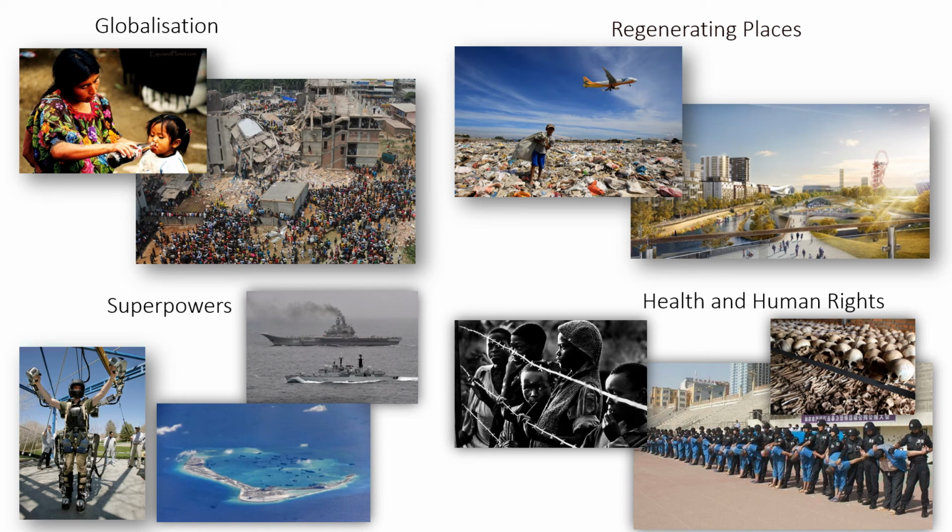And the final unit is health and human rights, where we look at human health across the planet and the human rights and how these vary. So we've got pictures here, and we don't just look at things that have happened in the past, such as the Rwanda genocide, which is this rather grim picture of the bones of the people who were murdered because they were of a different ethnic origin. We look at past events, and we look at events which are happening today.